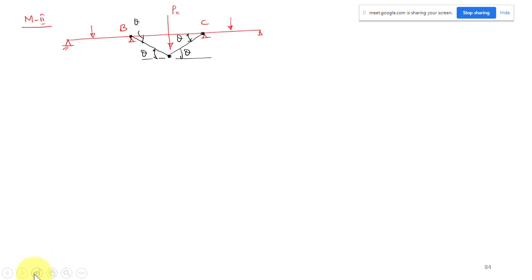Again we will be using the same equation: the external work done equal to the internal work done. External will be equal to PC times delta. Internal work done: we have plastic hinges here, and this moment is 0.8 MB, and this is also 0.8 MB. Everywhere we have 0.8 times MB. So here we have 0.8 MB into 2 theta, here another one, here another.